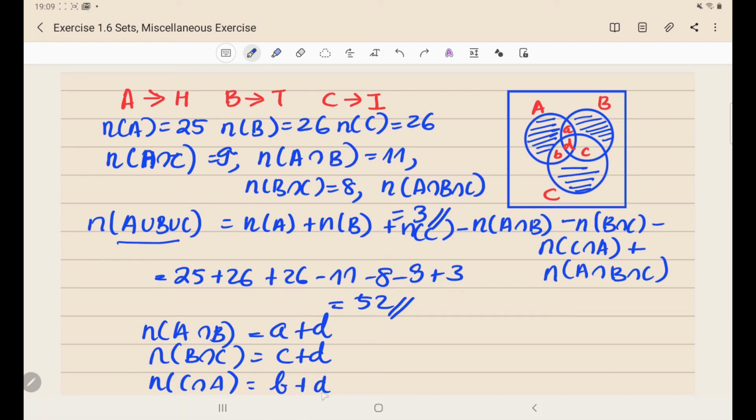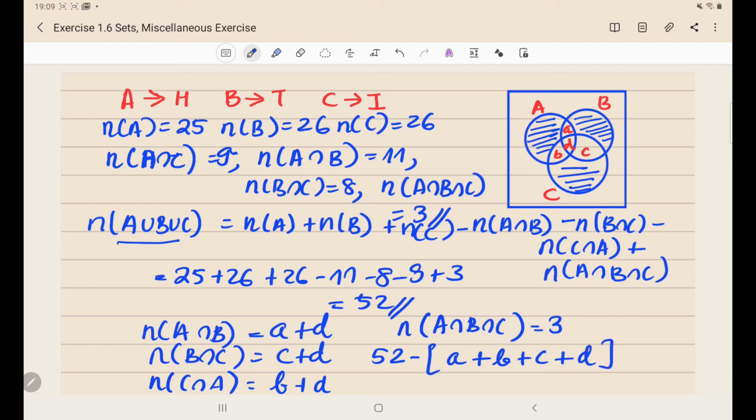N of C intersection A is equal to B plus D, and N of A intersection B intersection C is what? It is also given as 3. If you subtract A, B, C and D from the set A union B union C, then you will get the number of people who read exactly one newspaper. That is, if you subtract from 52 the number of elements of A plus B plus C plus D, you will get the number of readers who read exactly one newspaper.